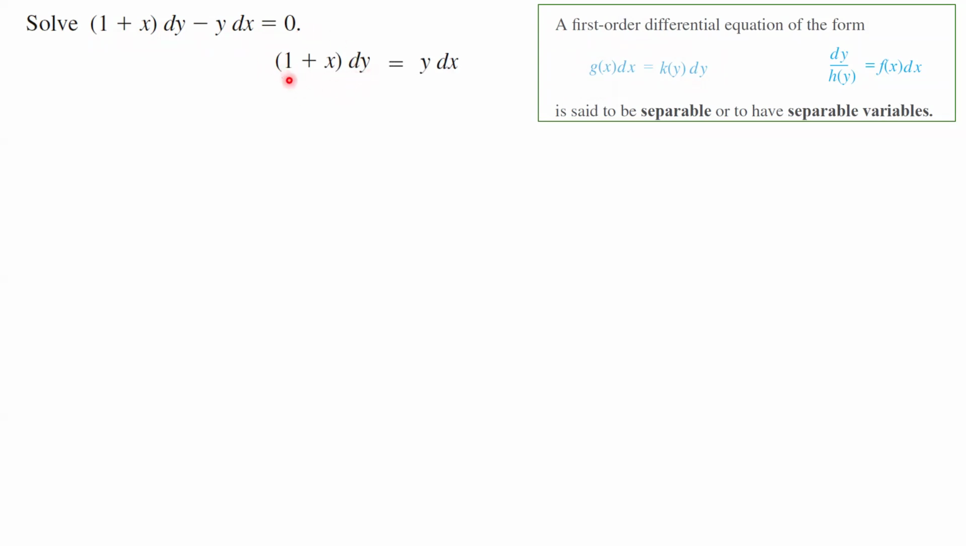So far, we have (1 + x) dy on one side, and on the other side, you have y dx. It's not quite the same as what you have in general form. What are we going to do? We're going to divide both sides by (1 + x) times y.